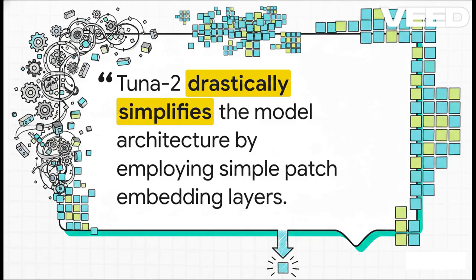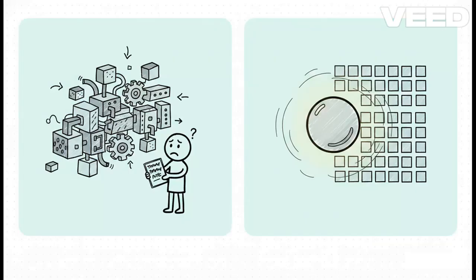I really want to emphasize those two words, drastically simplifies. You know, in an industry where models are just constantly getting larger, more complex, and honestly more tangled, Tuna-2 goes in the exact opposite direction. It strips away all that bloated architecture of the past. When you starkly contrast these two methods, the difference is wild.